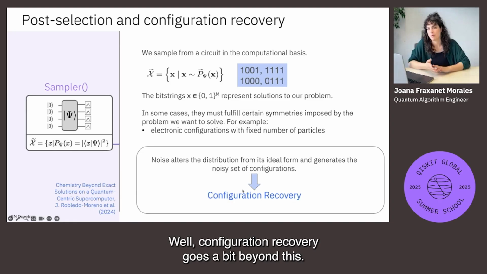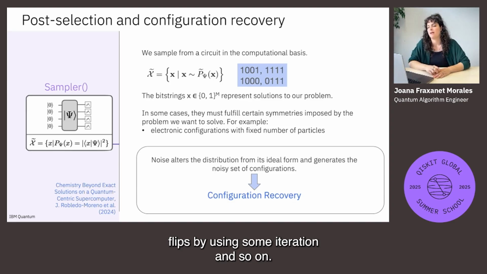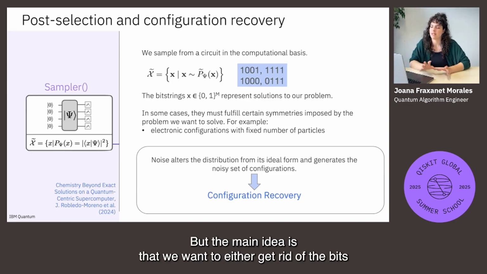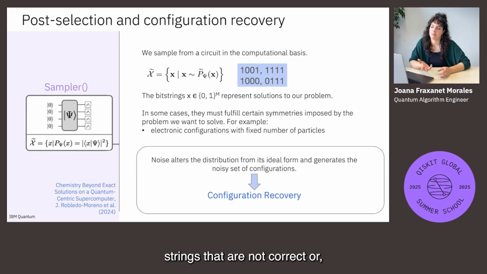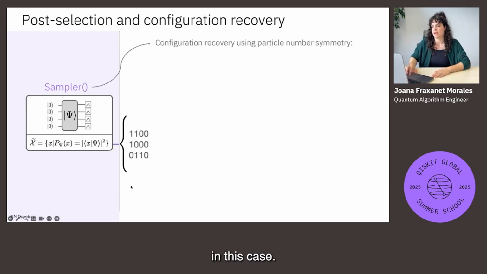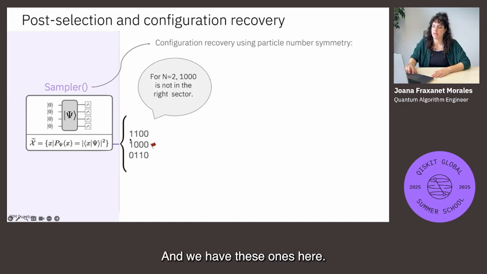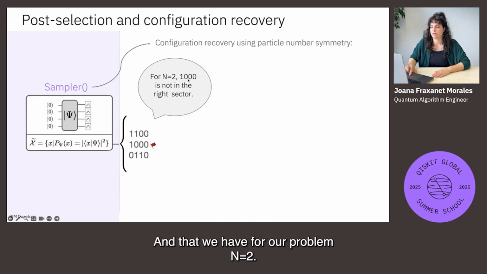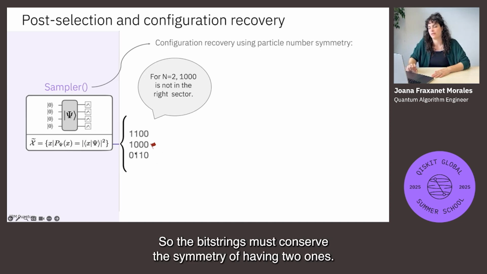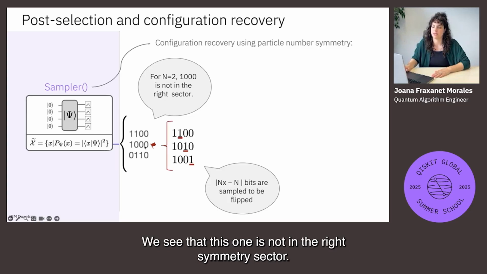Configuration recovery goes a bit beyond this, so it corrects these bit flips by using some iteration and so on. But the main idea is that we want to either get rid of the bit strings that are not correct, or recover the good configurations with configuration recovery in this case. So let's imagine that we're sampling bit strings and we have these ones here, and that for our problem n equals 2, so the bit strings must conserve the symmetry of having 2 ones, and this one is not in the right symmetry sector.